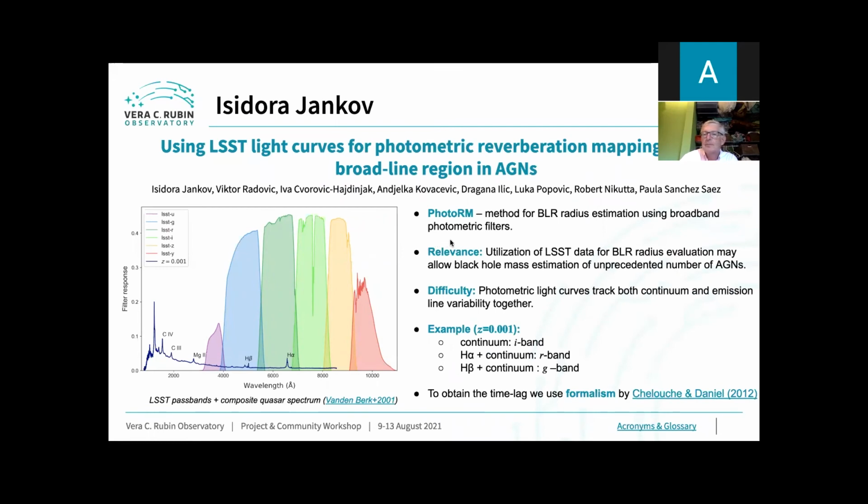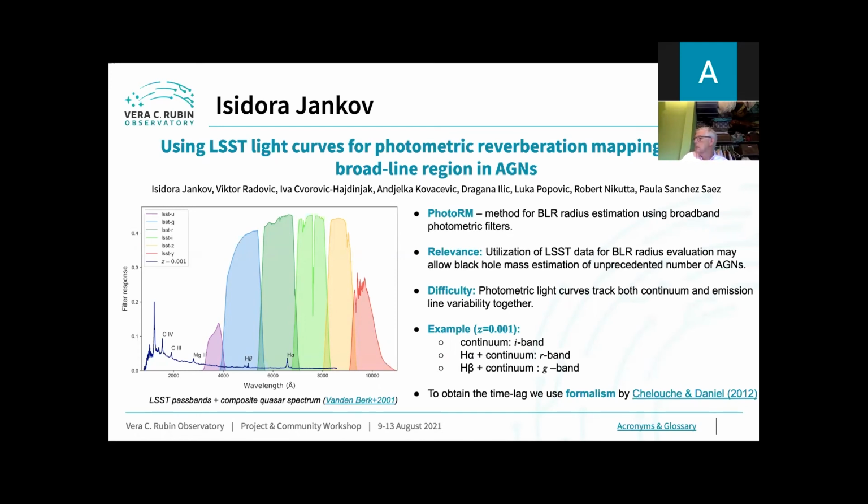Hello, everyone. I'm Isidora, a PhD student from the University of Belgrade, and I'm going to report on the progress on the second subtask of our LSST Enabling Science project concerning the estimation of broad line region radius of AGN using a method called photometric reverberation mapping. The key to the method is to find the time lag between continuum and line emission, which is a consequence of broad line region light travel times, and using only photometric light curves.